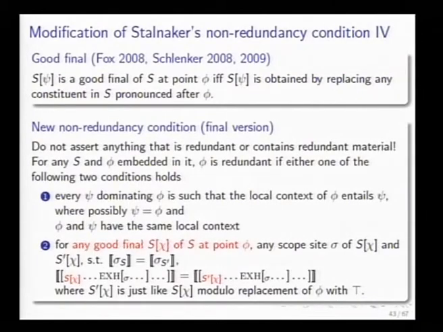And now we make use of that good final notion in our new non-redundancy condition, which again stays the same except for two, which now becomes really a bit much. But we say that for any sentence S and material phi, phi is redundant if for any good final S chi of S at point phi and any scope site sigma of S chi and S prime chi, such that the scope sites are equivalent in their interpretation, the meaning of S chi, which is a good final, with embedded exhaustification at the scope site sigma is equivalent to the meaning of S prime chi with embedded exhaustification at the parallel scope site. Okay.